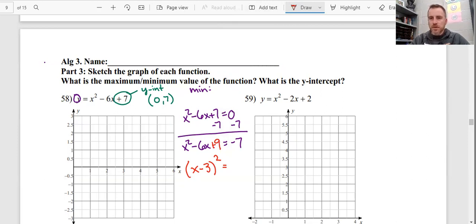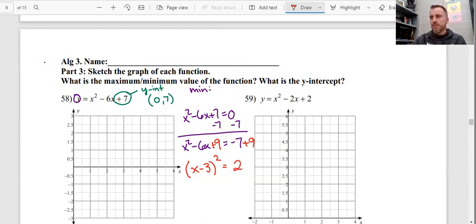So look at the middle number, -6, cut it in half. That's what goes in the parentheses. Square it, and that's what goes up here. And if we add 9 on this side of the equation, we have to add 9 over here as well because of equality. -7 plus 9 is 2.